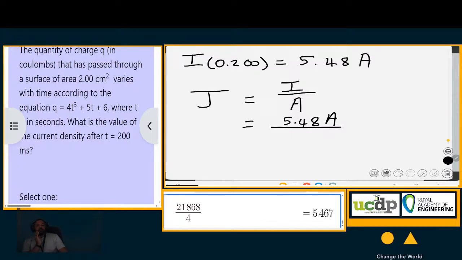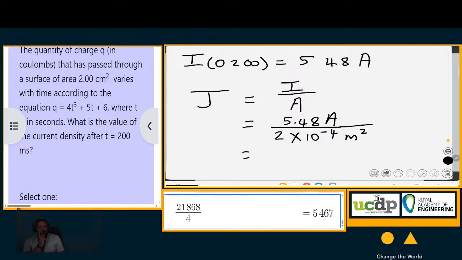divided by, remember we have been given the area, 2 square centimeters. But we can't use square centimeters, we need to use square meters. So it is 2 times 10 to the negative 4 square meters. Please remember from dimensional analysis how to convert from centimeters to meters. I can show you later if you want, but that is first semester stuff. You should know that by now.